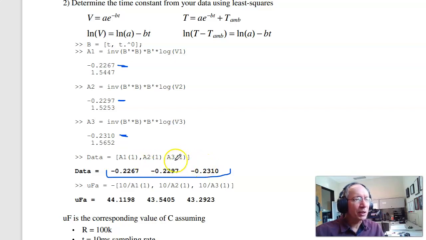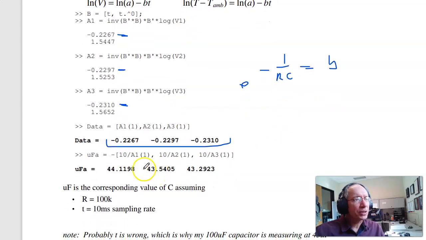And just for fun, I'm going to convert to capacitance. My sampling rate is supposed to be 10 milliseconds, or 100 milliseconds. Actually, 10 milliseconds. So 1 over RC is my slope. I know R is 100K. Solve for C. So if I do that, then the capacitance in microfarads is just 10 over this number. So the capacitance that I measured was 44.11, 43.54, 43.29 microfarads.